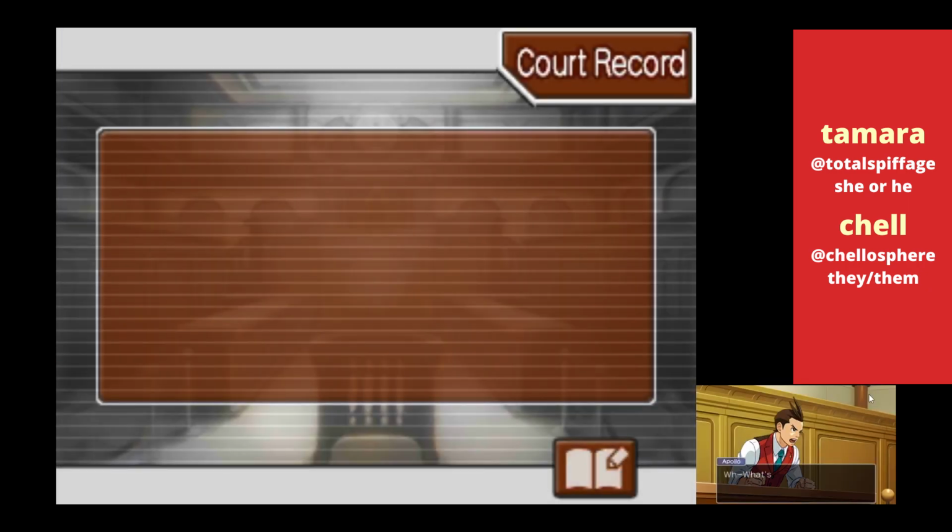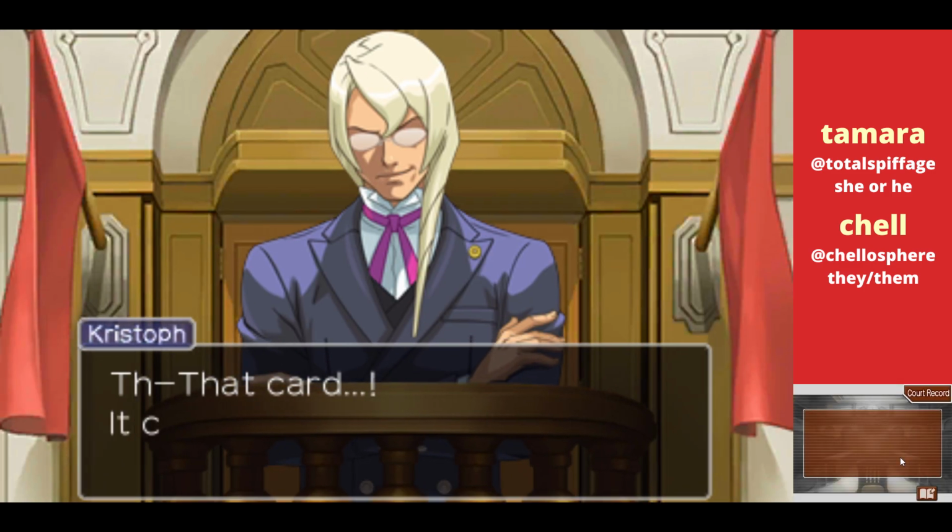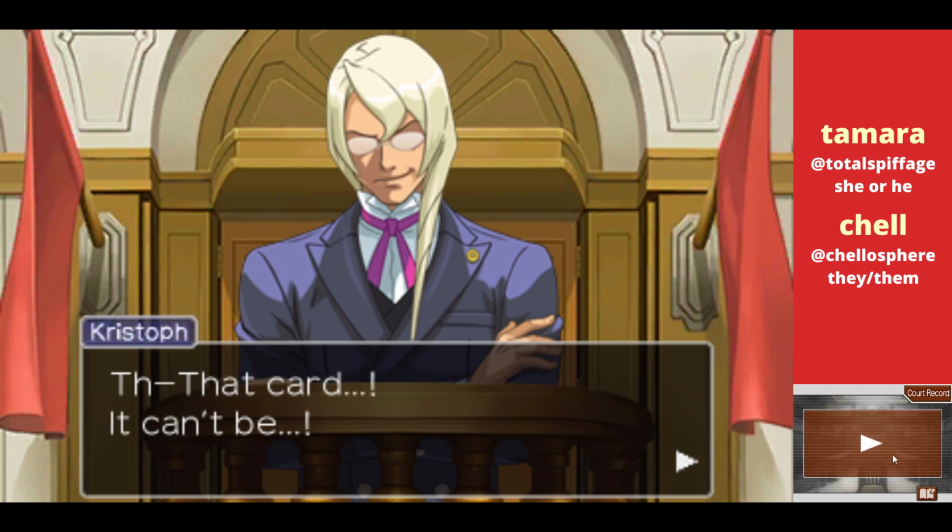Is this your card? How did you get that out of the bottle? Right? He just kind of shoved his finger in there and waited for it to grab part of the edge. And pulled very gently. Just like, ugh. What's this? That card. It can't be.